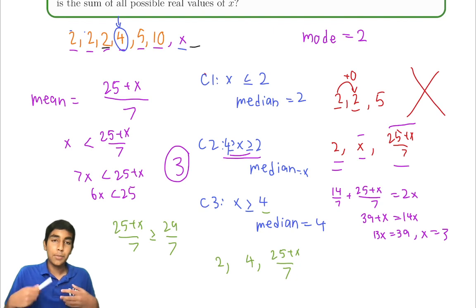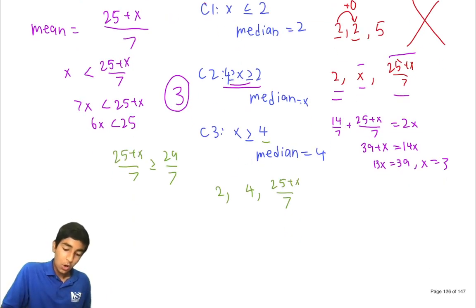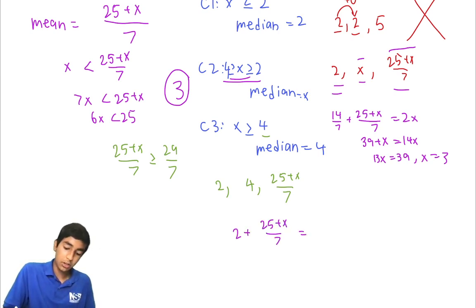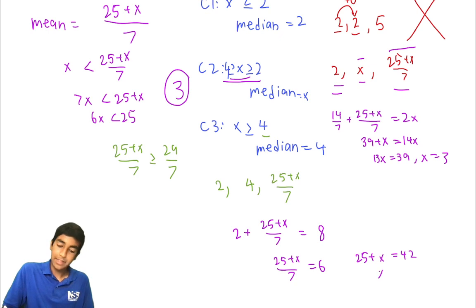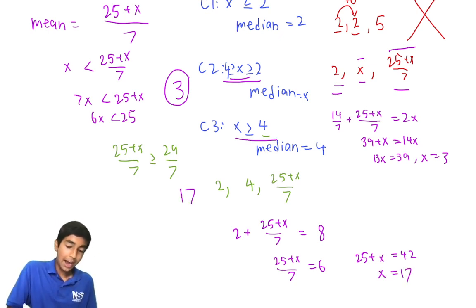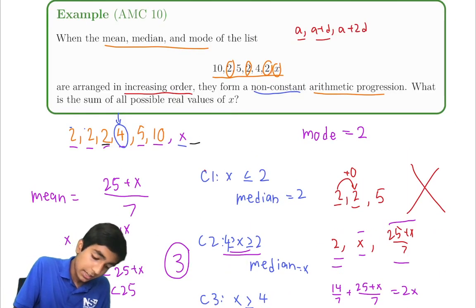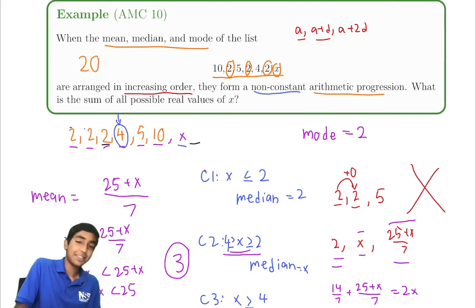So for this to be an arithmetic progression, what must we have? We must have 2 plus (25 plus x)/7 equals 2 times the middle term, 8. We subtract 2 from both sides. (25 plus x)/7 equals 6. So 25 plus x is 42, or x is 17. And 17 is bigger than 4, so we are good. 17 also works. We've exhausted all three cases. Our total is just 17 plus 3, which, using addition, is 20.